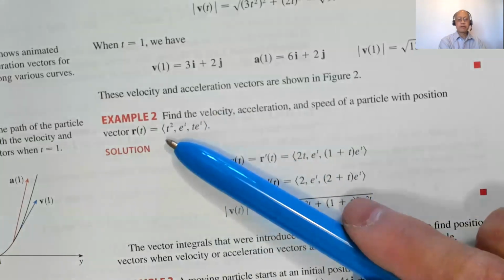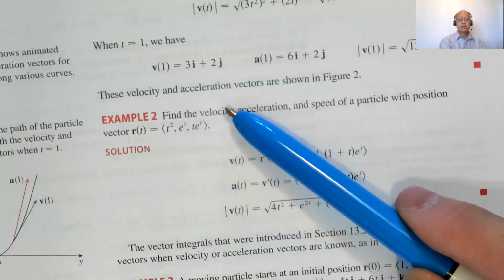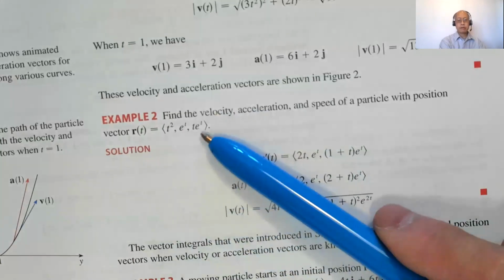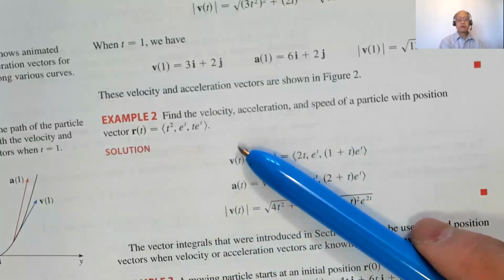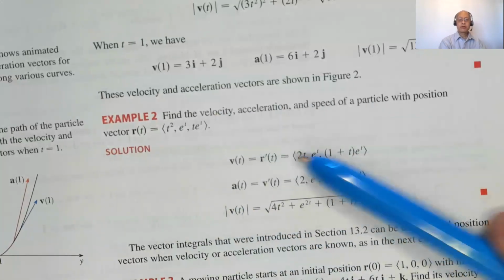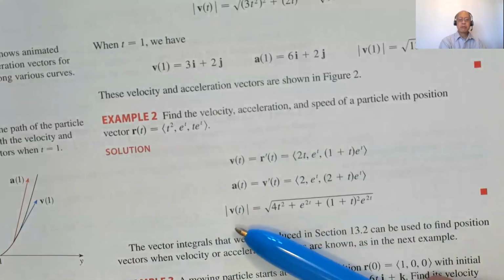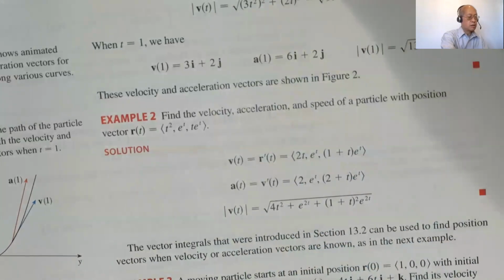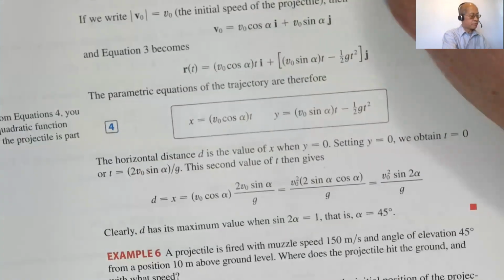Okay, so here's a position function. The velocity is the first derivative, which means you take 3 derivatives. Acceleration is the second derivative, take 3 derivatives. And then the speed is simply the magnitude of the velocity vector. So first derivative, second derivative, magnitude of v. Okay, so what could be simpler?